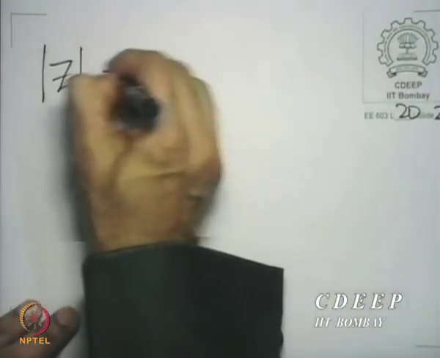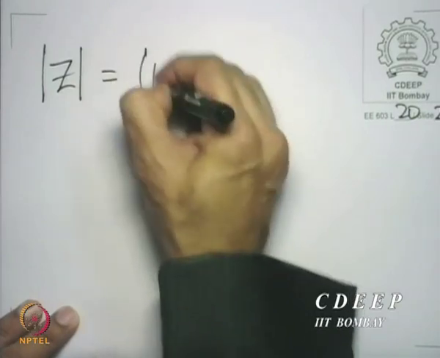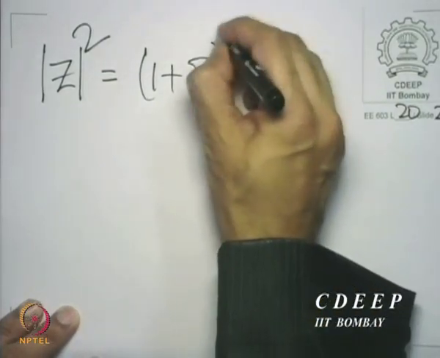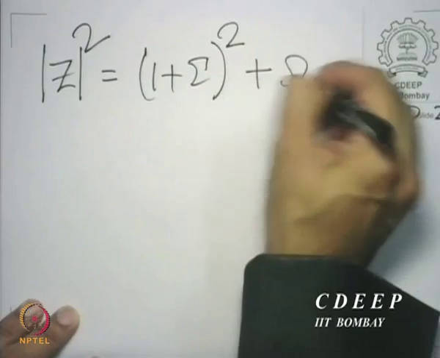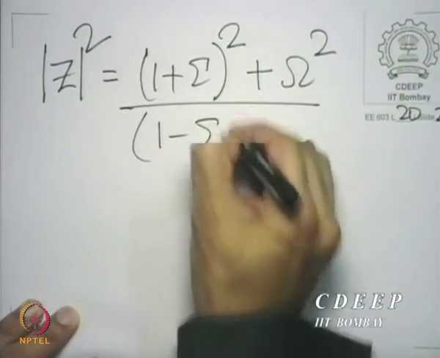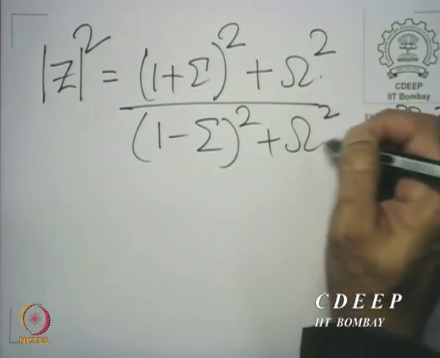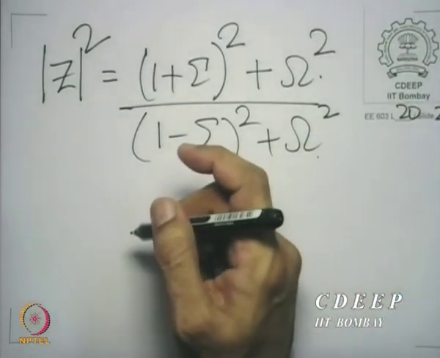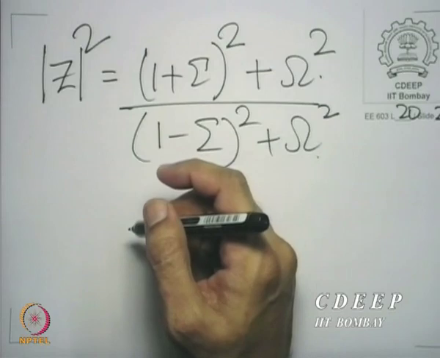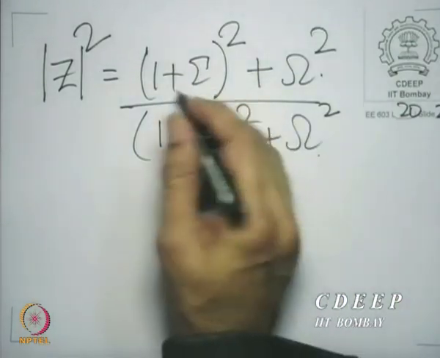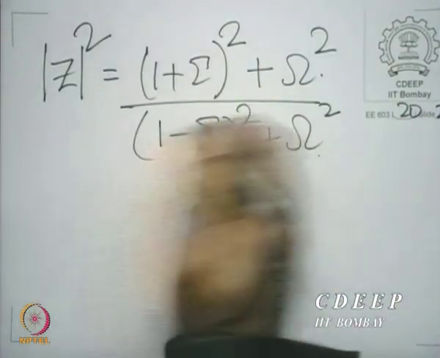The magnitude of z is of course the magnitude of the numerator, which is 1 plus, in fact let us take magnitude of z squared. It is the square of the magnitude of the numerator, 1 plus sigma squared plus omega squared, divided by the square of the magnitude of the denominator. That is easy to see. And of course, you have an omega squared common. So, the omega has no contribution to the magnitude. I mean, it does not affect the nature of the magnitude. What makes the numerator and denominator different is the factors 1 plus sigma squared and 1 minus sigma squared.